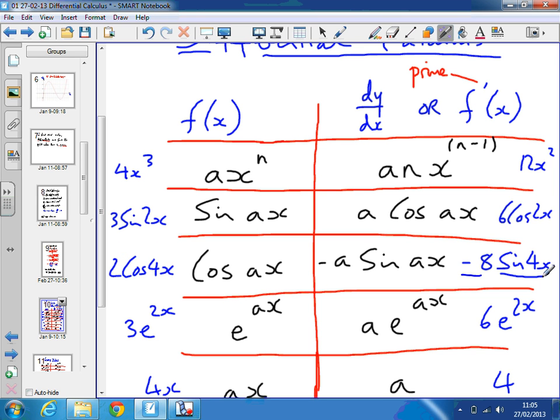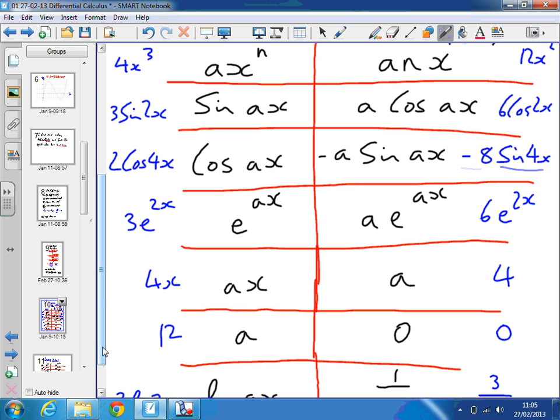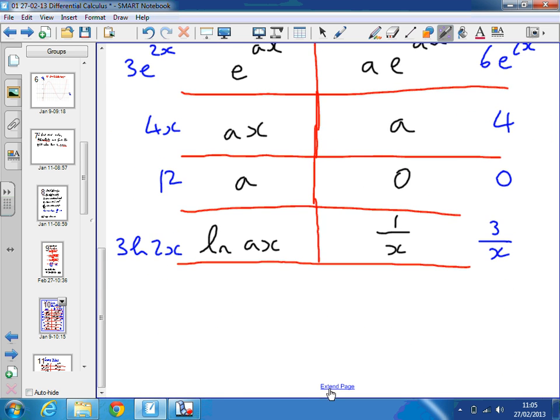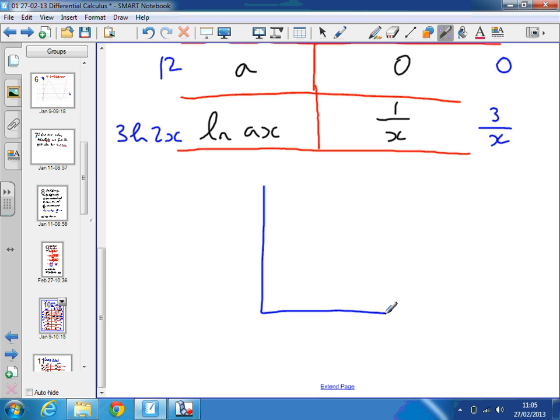Look at the next one. This function is the exponential function, one that we've come across before. And I might have mentioned at the time that the exponential function is the only one that's its own differential. If I were to plot a graph of the exponential function, and let me just quickly do that here, it would look a bit like this.